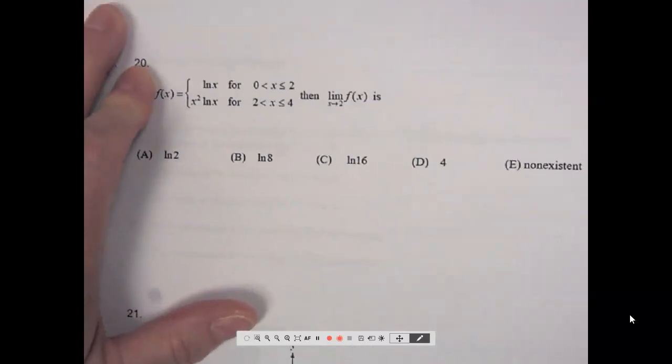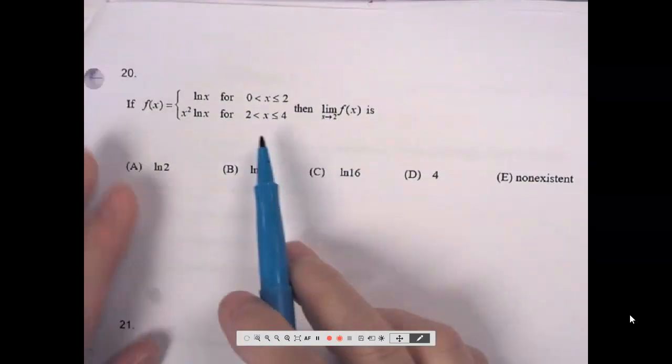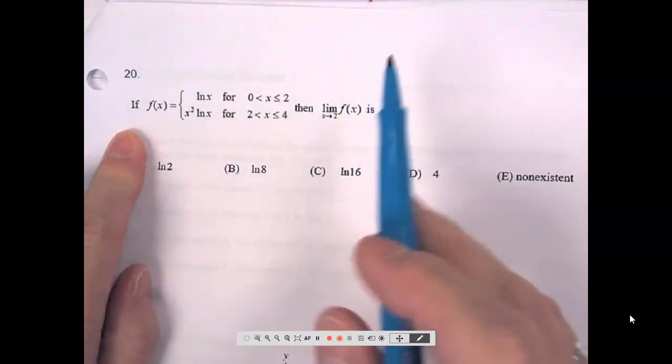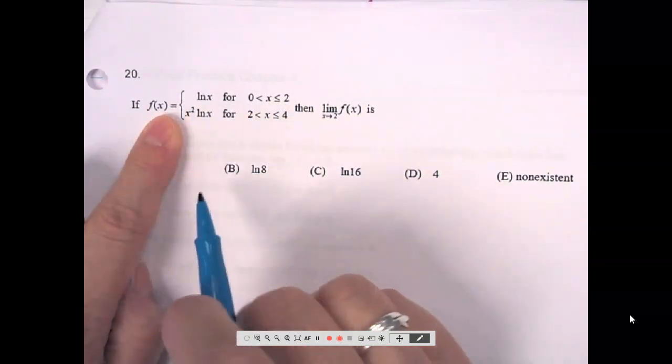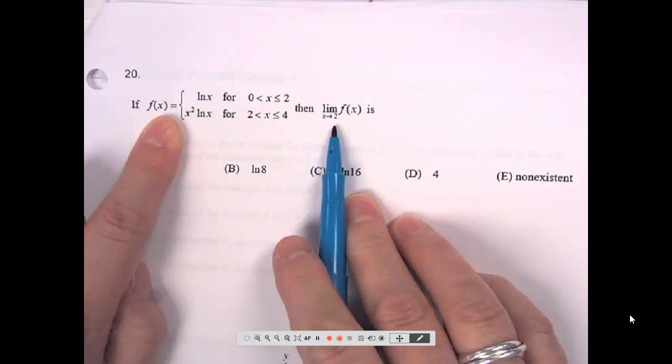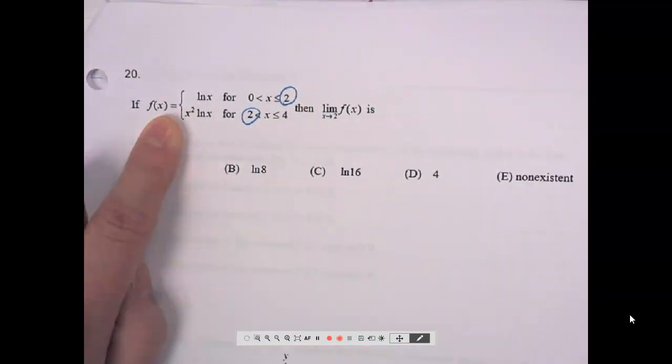20. Okay, so 20 you saw natural log and you went, I don't know. But actually you don't really have to know much about natural logs to answer this question. Okay, here's our function. It's a piecewise. Notice that this first part is from 0 to 2, second part is 2 to 4, but we want to find the limit as x approaches 2. And 2 is where the graph breaks.